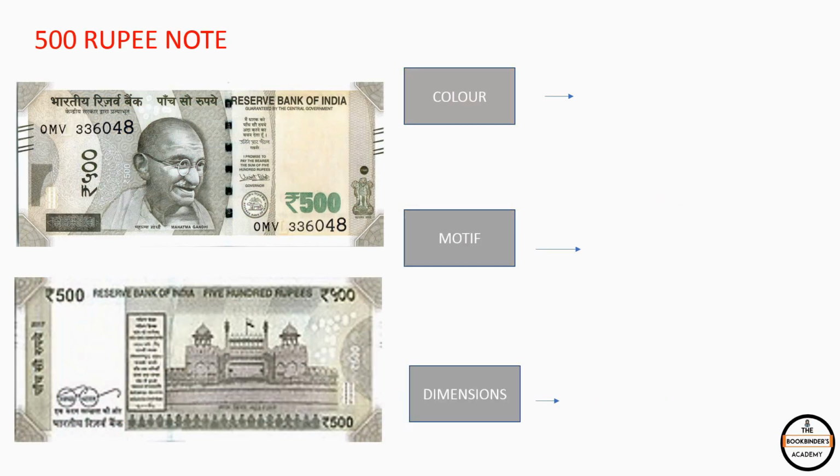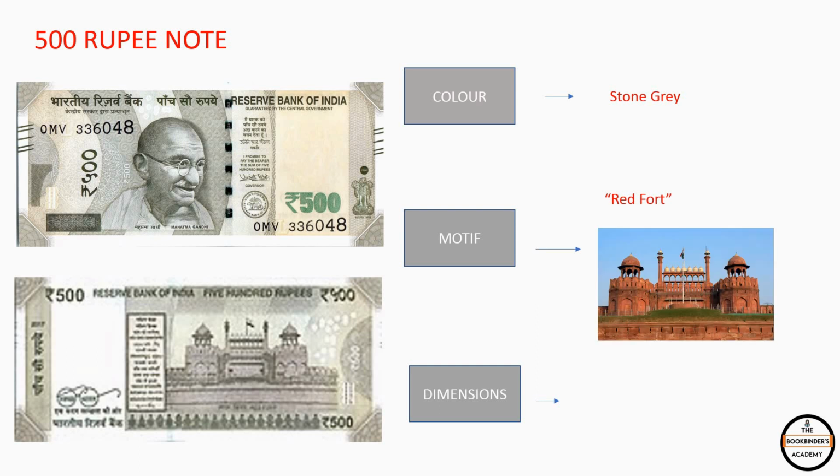Let's move on to the 500 rupee note. The color of the 500 rupee note is stone grey. The motif is that of Red Fort, and all of us know that Red Fort is located in New Delhi. This is the actual image. This was created during the time of the Mughal dynasty, by architect Ustad Ahmad Lahori. And here we have the dimensions: 66 by 150 millimeters.